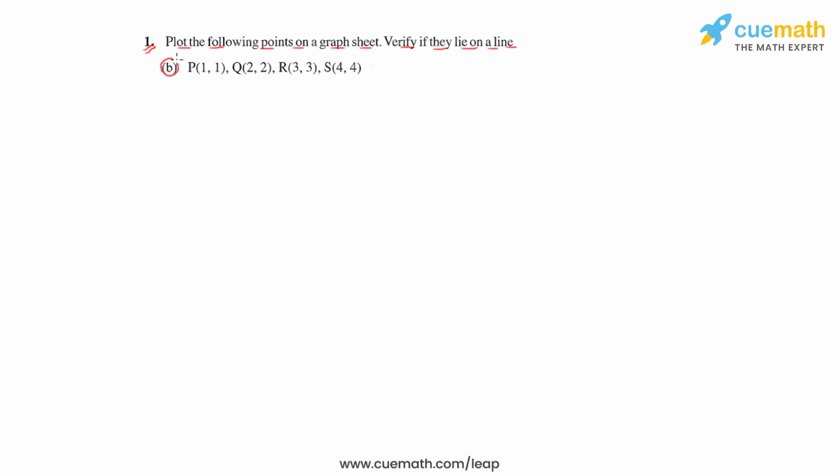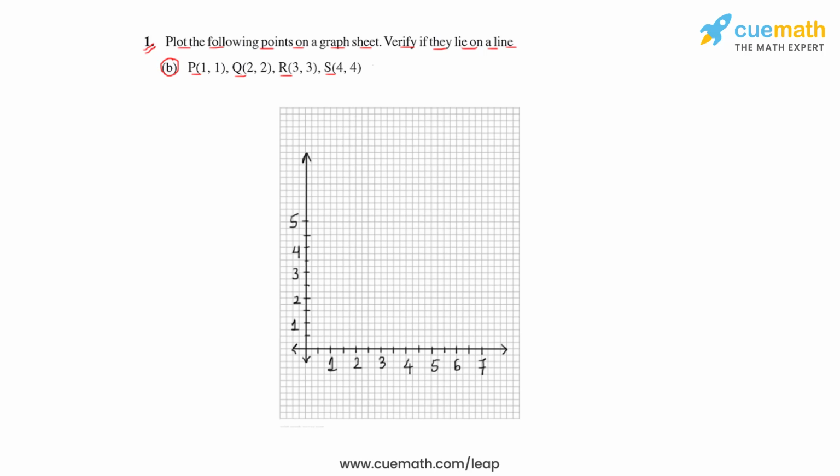Now in part B of this question, we have the points P, Q, R, S. So let us again consider the graph sheet where we see that the numbers are already marked. So this is the x-axis, this is the y-axis, and the intersection of both represents the origin where the value of both the axes is 0.